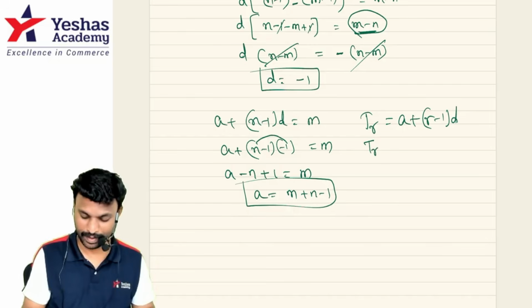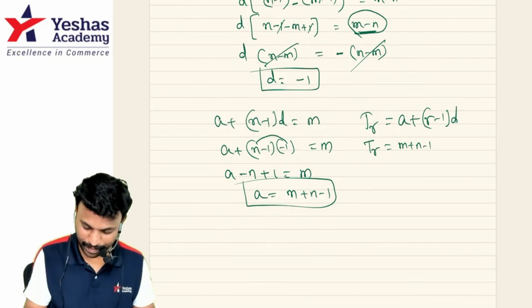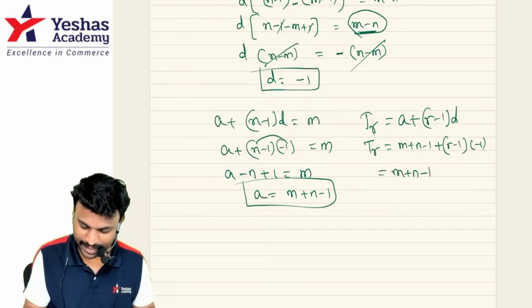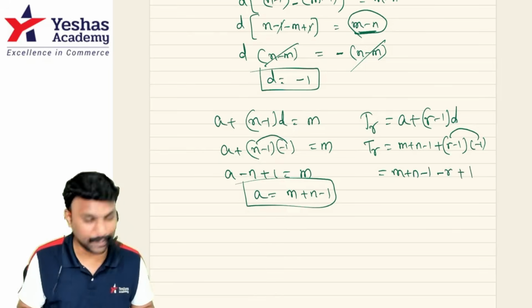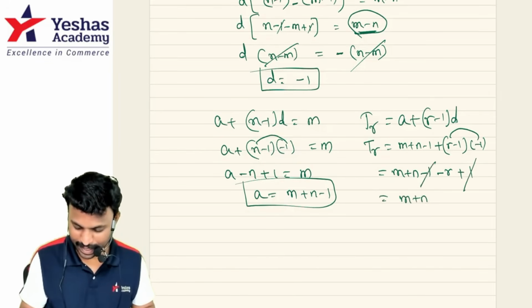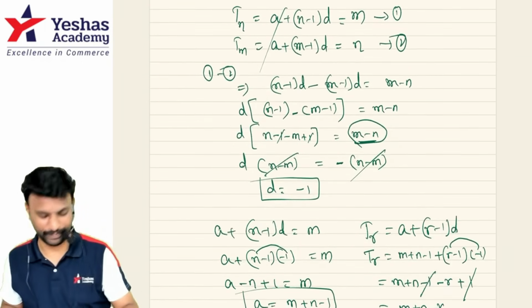Now look, a is how much? m plus (n minus 1) plus (r minus 1) into what is d? Minus 1. So ultimately m plus n minus 1, minus 1 into r is minus r, minus 1 into minus 1 is plus 1. Minus 1 plus 1 cancel. So m plus n minus r. The answer for this question is option B.